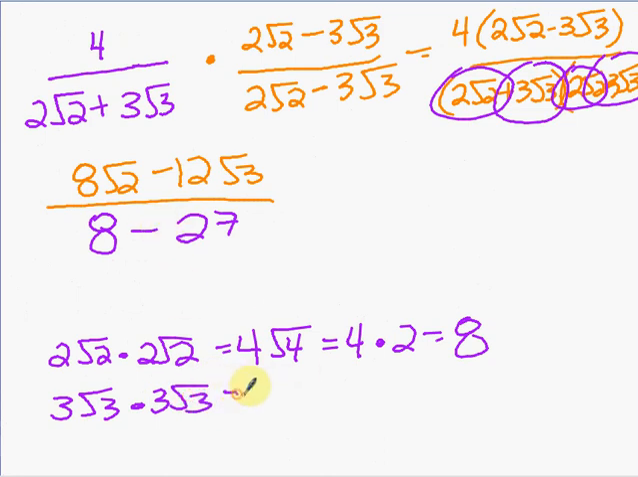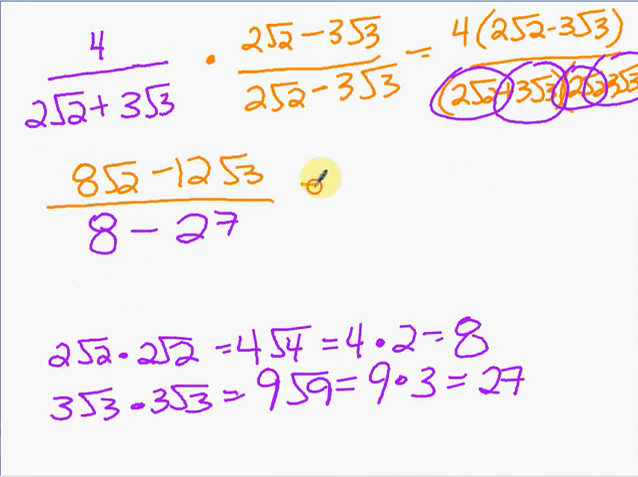But 3 root 3 times 3 root 3 is 9 root 9, which is 9 times 3. Where'd that 3 come from? Well, root 9 is 3. And 9 times 3 is 27. So that's where we're getting all that mess.